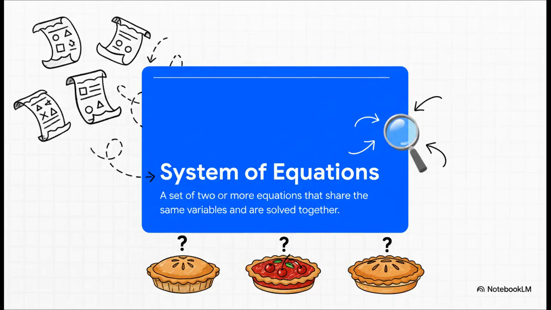A system of equations is, well, it's pretty much exactly what it sounds like. It's a team of equations that are all related to each other. You can think of each one as a single clue, and when you put all the clues together, you can solve the whole mystery. In our case, the mystery is simple. How much for a pie?